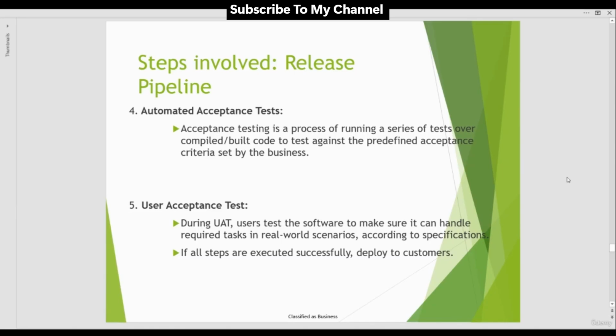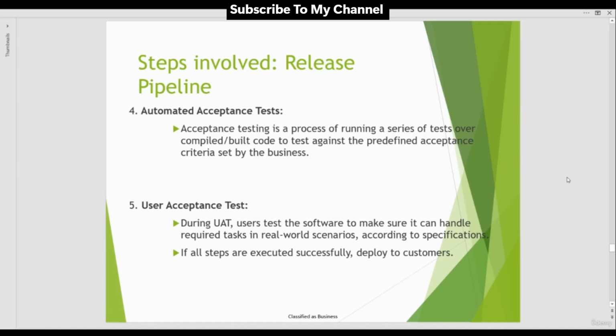So from the build pipeline, you will get the artifacts. Those artifacts are tested against some acceptance criteria which is defined by your product owner or by the business. So this is automated acceptance test. Then you will have user acceptance test. Shortly, it can be called UAT, user acceptance test. Users test the software to make sure it can handle required tasks in real world scenarios according to the specifications. These two are typical examples mentioned here.